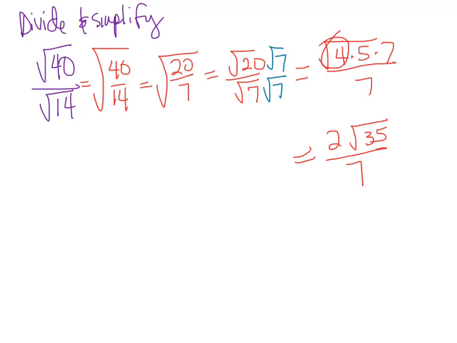So now I can see that my square root of 4 can actually come out to be a 2, because the square root of 4 is 2, and then what's left under the radical is the 5 and the 7, which I need to put back together as 35. So I have 2 square root of 35 over 7.